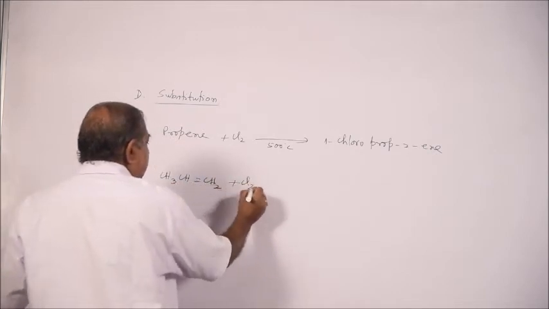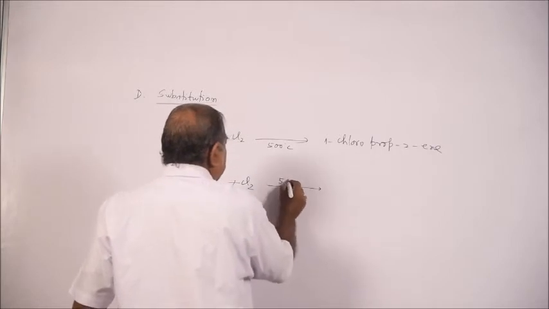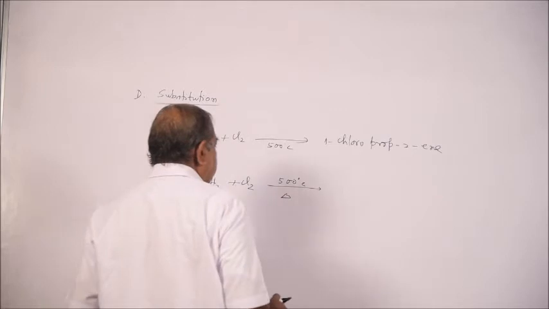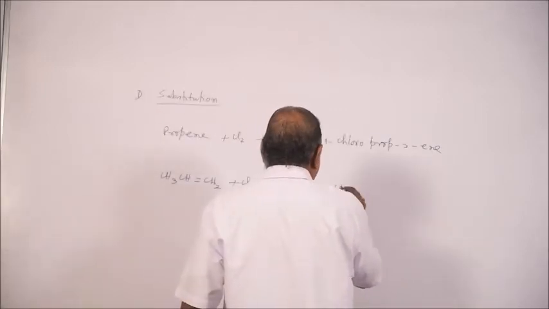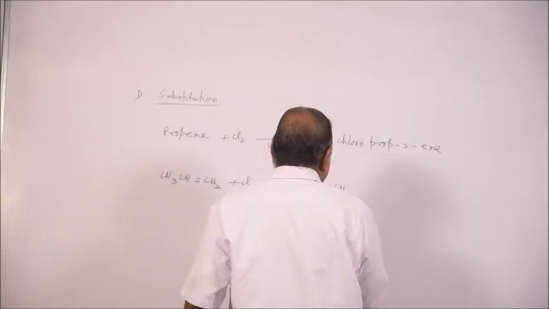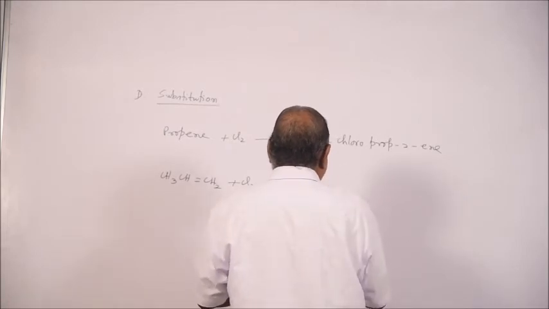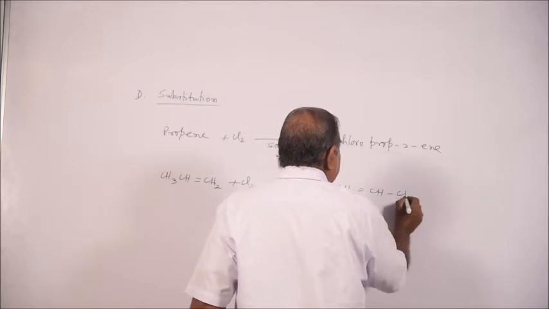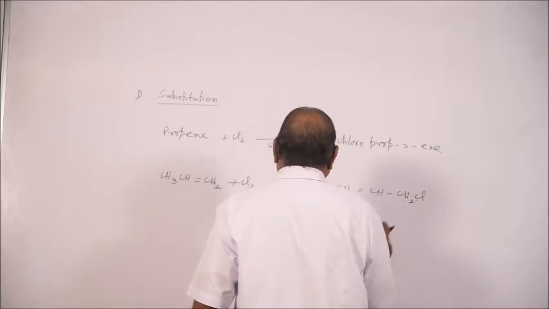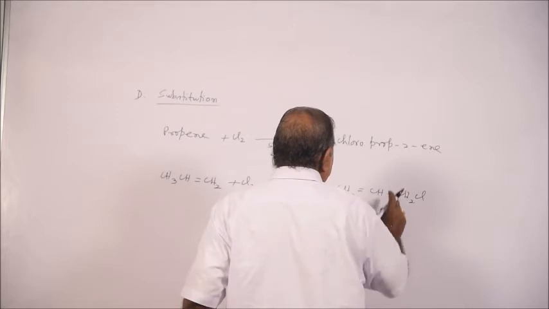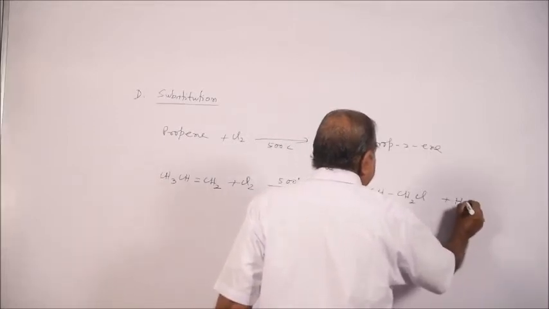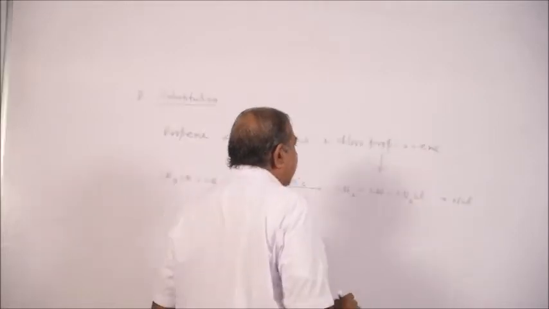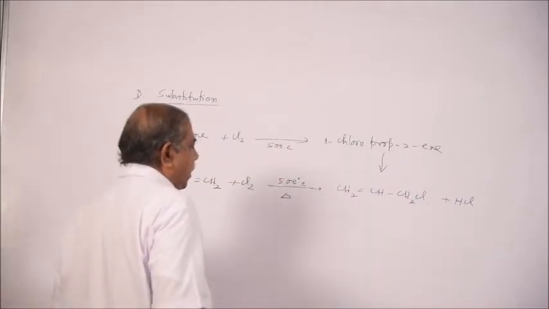When heated with chlorine at very high temperature, one hydrogen atom of the first carbon is replaced by chlorine. I am writing it in a reverse way. Here one hydrogen atom is replaced by chlorine. That is a substitution reaction. The name I have already written: 1-chloroprop-2-ene.